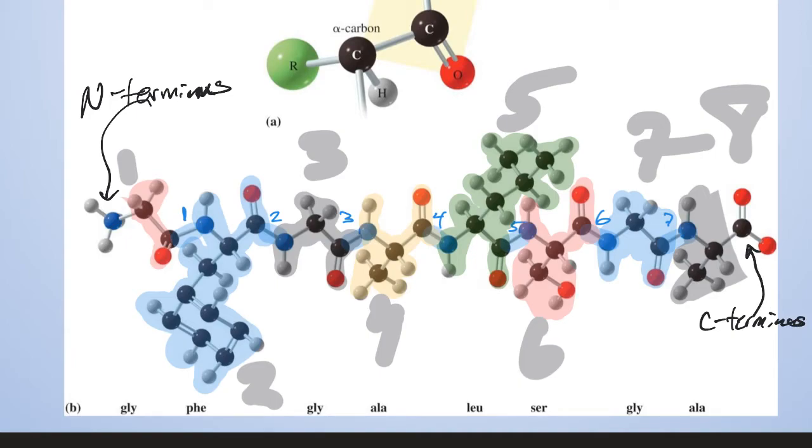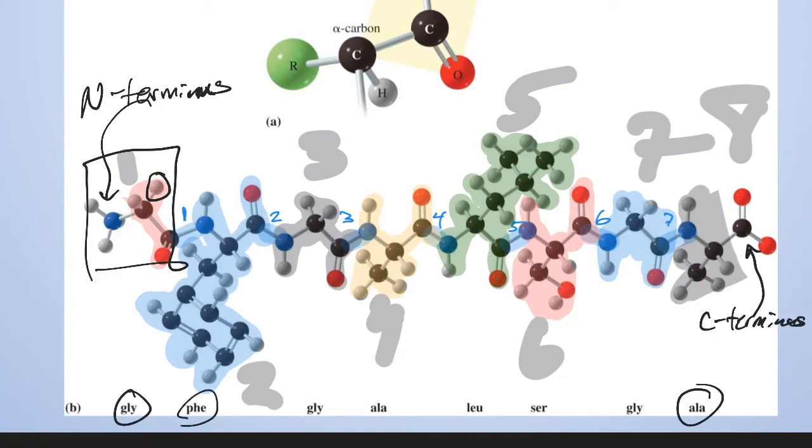So the beginning of this amino acid sequence would be this amino acid, which is glycine. You can see its R group is a hydrogen. And then at the C-terminus, it's an alanine. Then you could go look up and compare the structures to one of the previous slides that gave you the structures of all of the individual amino acids. But it is followed by phenylalanine, glycine, alanine, leucine, serine, and another glycine.